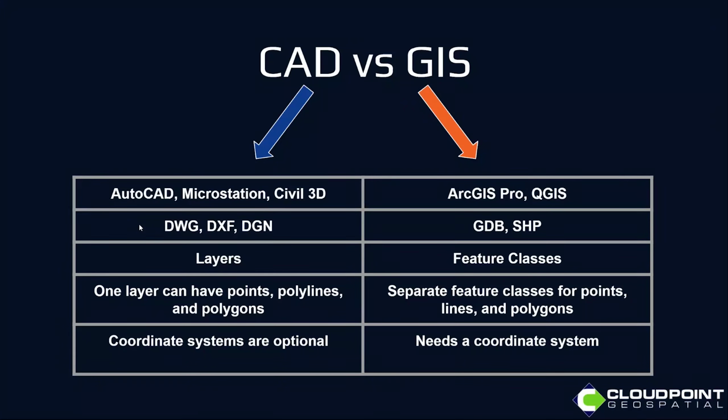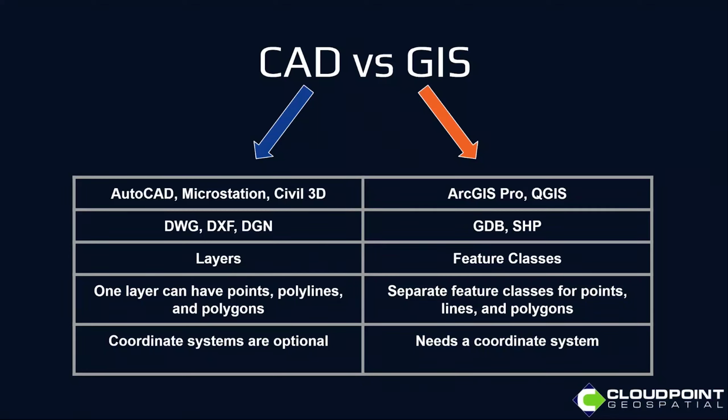As far as CAD file types, the most common are DWG, DXF, and DGN. These file types can all be read directly into ArcGIS, which is really nice for visualization. In GIS, the file type we're going to end up with after the conversion is a geodatabase, or .gdb. You can also use shapefiles, although the best practice when you're keeping all of your data in GIS is to save everything in a geodatabase.